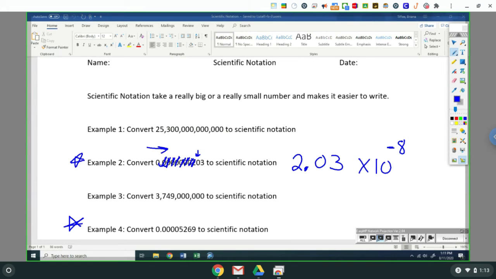Okay, so my significant digits will be 5269. So that means my number will be 5.269 times 10 to the negative exponent. So I've got to get my decimal in between the 5 and the 2. So I have 1, 2, 3, 4, 5 digits in front. So that'd be times 10 to the negative 5th power.